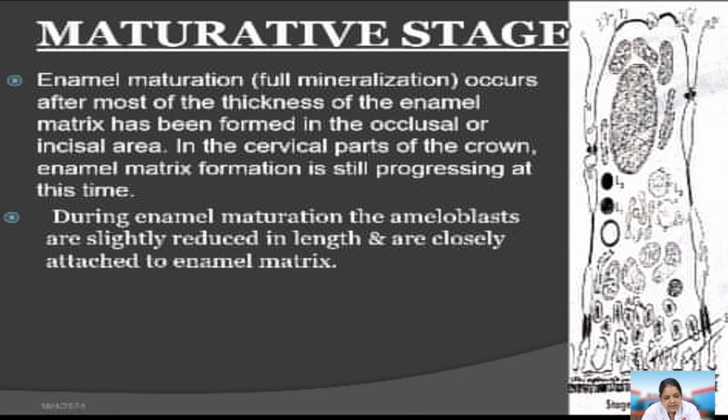Now coming to the next stage, that is the maturative stage. The enamel maturation, full mineralization, occurs after most of the thickness of the enamel matrix has been formed in the occlusal and incisal area. In the cervical part of the crown, the enamel matrix formation is still progressing at this time. During enamel maturation, the ameloblasts are slightly reduced in length and are closely attached to the enamel matrix.